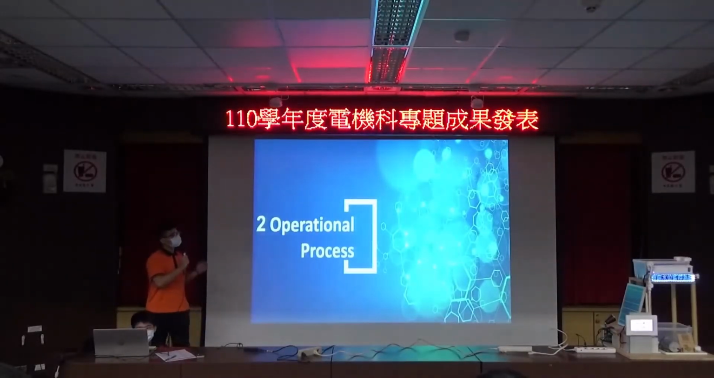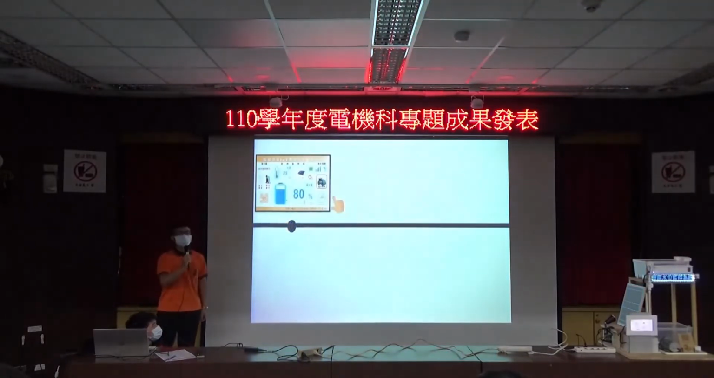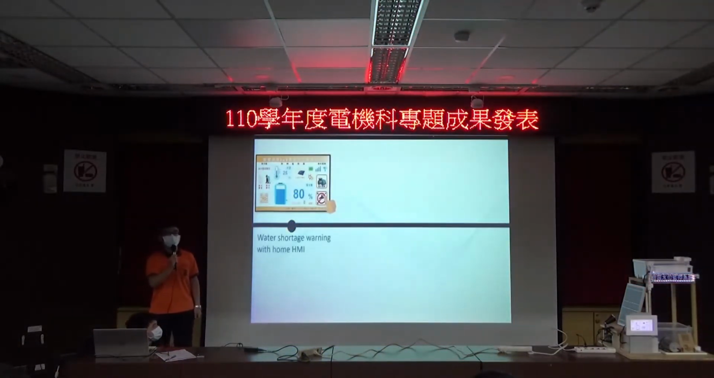Next part is the operational process. First, our system has home control functions. Users can get the information of the water tank through the HMI. After they receive the water crisis notice, they can turn on the water shortage warning mode and keep an eye on the water tank without climbing up and down.